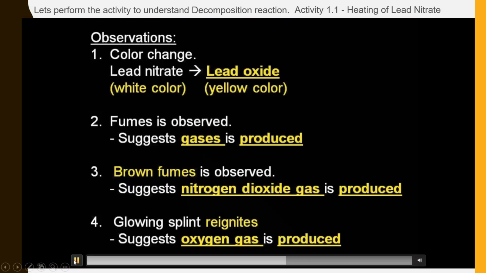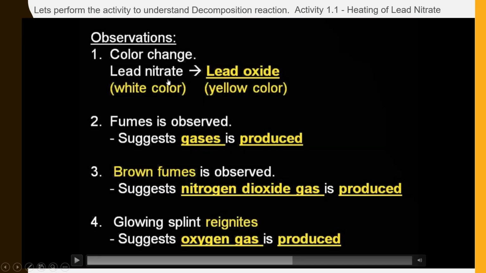So, there are the following observations. Lead nitrate to lead oxide, yellow color formed. Fumes observed suggest gases are formed. Brown fumes are observed, meaning nitrogen dioxide gas is produced. The glowing splint reignites, meaning oxygen gas is produced.